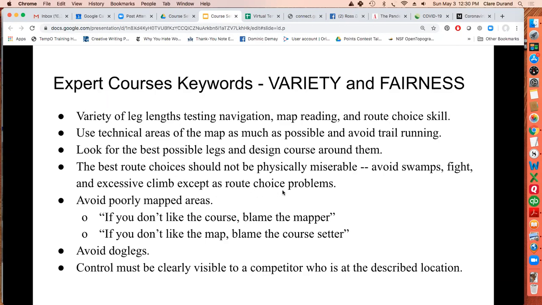But you can include those things as route choice problems. You know, oh, there's a big hill in between here. What's the best way around it? Should I take it or not? Is it better to go over the hill or around the hill? Okay, well, that's a question that really makes you think about what you're doing.